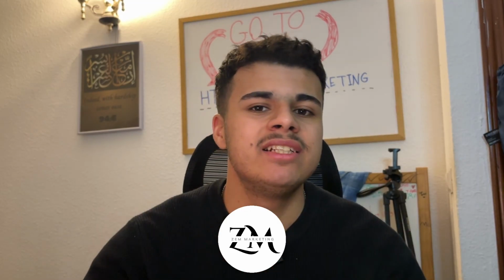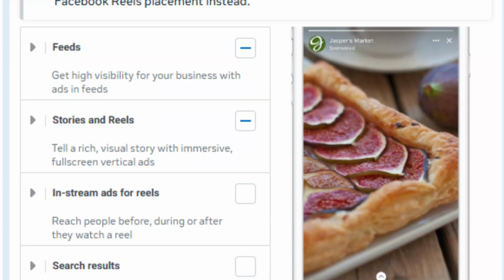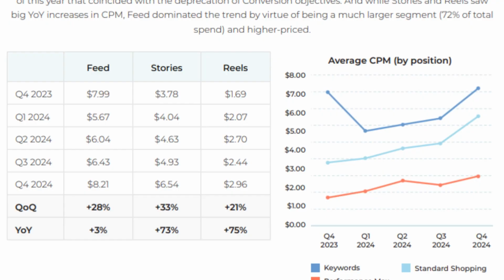That's why in my agency, when we work with clients, we only do Facebook and Instagram. And when it comes to the placements, we only choose feeds, stories, and reels. There's a big study that showed that reels and stories are the cheapest placements to advertise on.